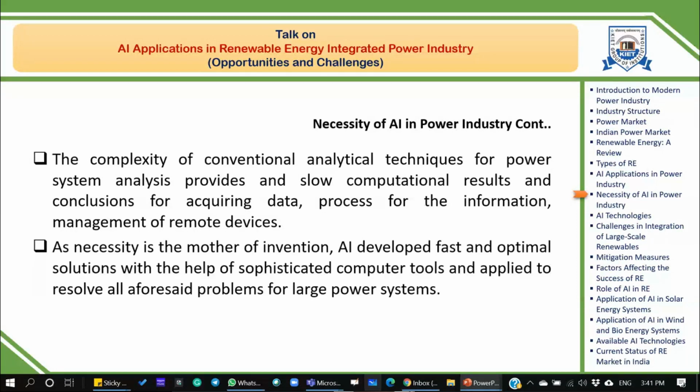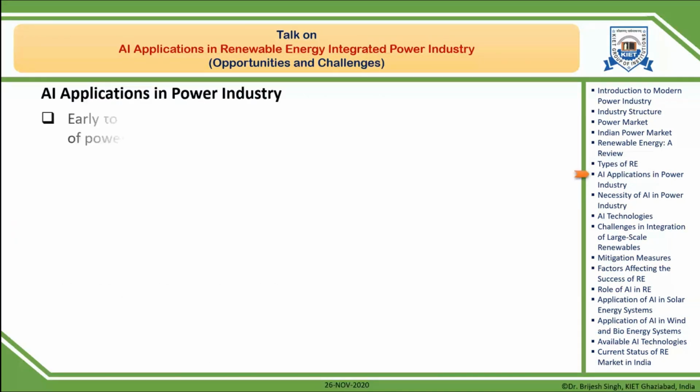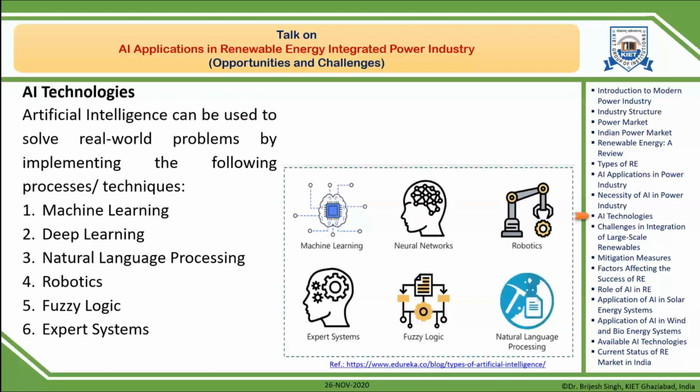So we require it, as necessity is the mother of invention. AI can develop a fast optimal solution with the help of sophisticated computer tools and apply it to resolve all the aforesaid problems for large systems. So you can solve a number of technical problems associated with the power system network by using AI techniques. Okay, so these things are completed.